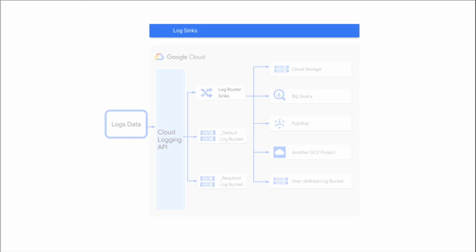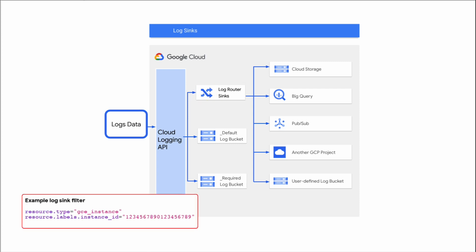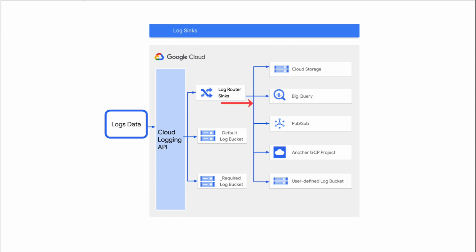Let's understand how logsyncs work. The logs router receives logs as they arrive, and then for each logsync, the log router compares the log to the filters on the sync. When a match occurs, the log is routed to the destination specified by the logsync. A log can match filters in multiple logsyncs.